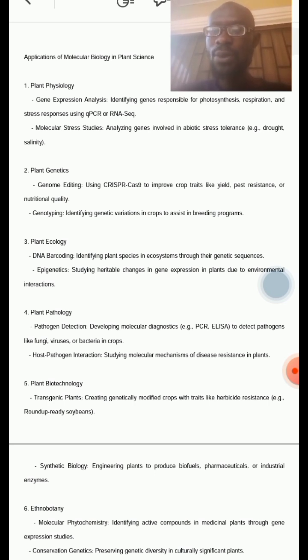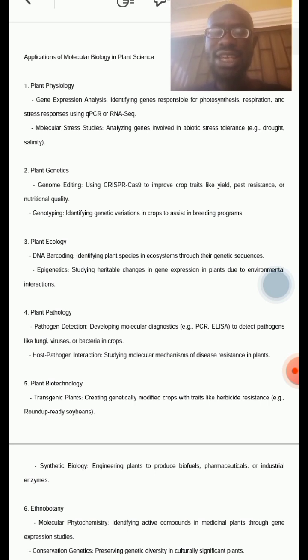Then if you're into plant ecology, where you have to study the relationships between plants and their living and non-living environments, you are considering plants in different communities. This is where your supervisor will tell you to go to a community to gather information about a particular plant, how they are diverse. Let's say the species of mango plants in Ekpoma versus the ones in Uromi. When you are given topics like that, how can you involve molecular biology?